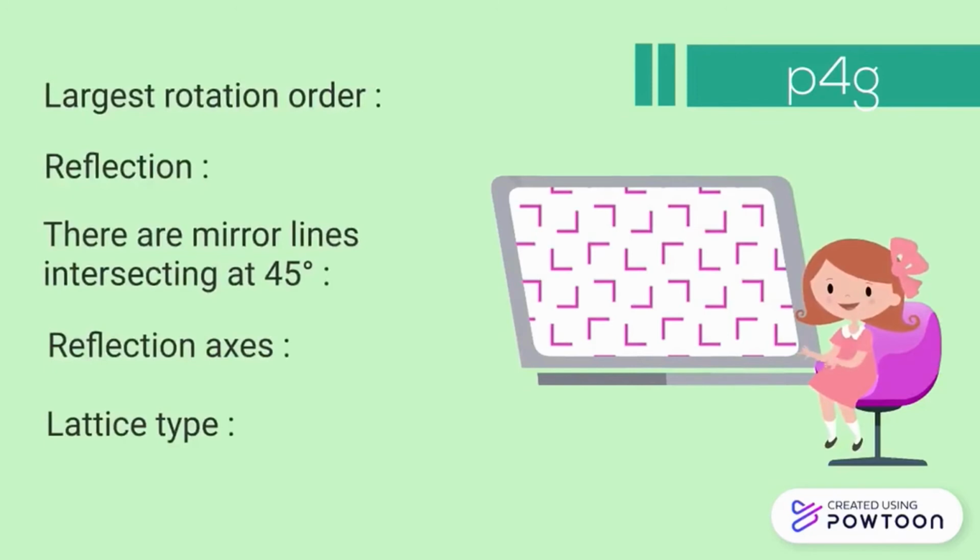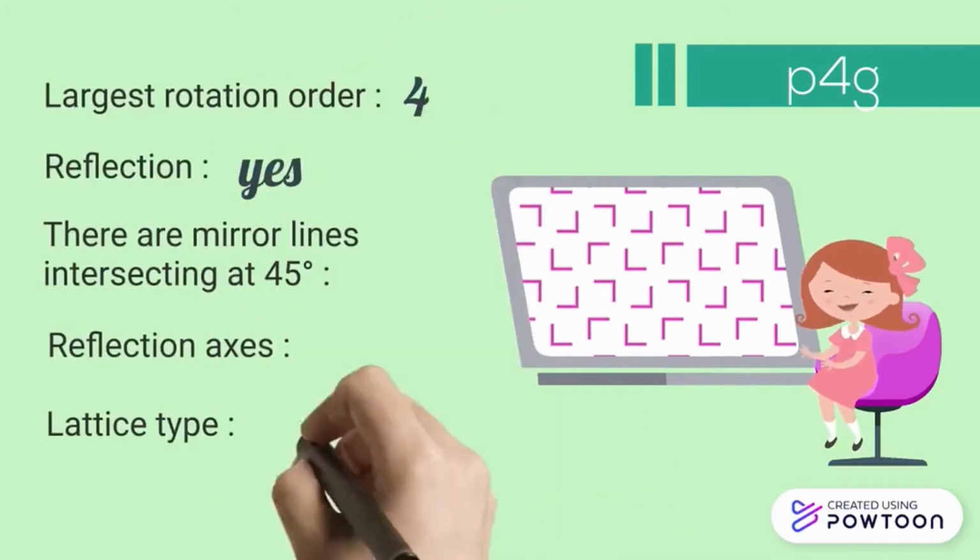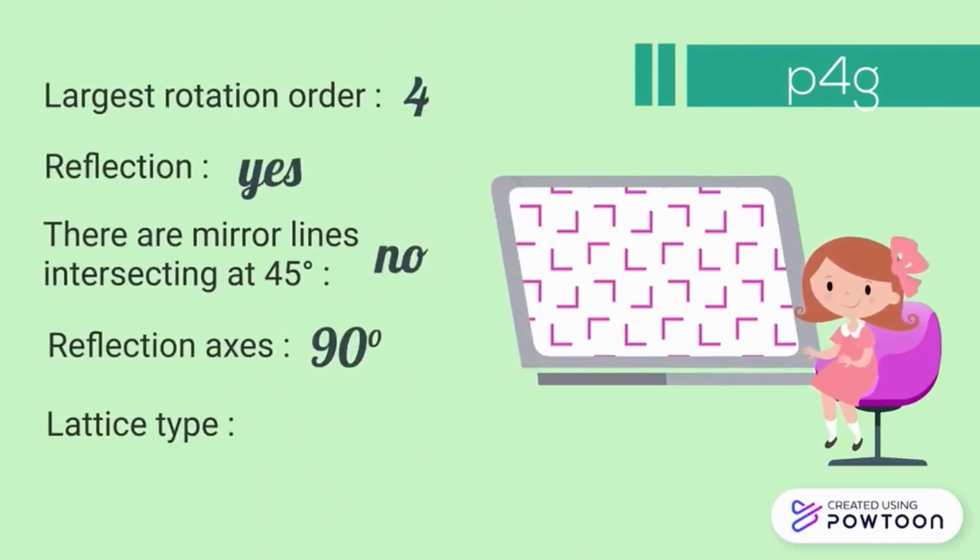P4G's largest rotation order is 4, and it also contains reflections, but the axes of reflection are perpendicular, and none of the rotation centers lie on the reflection axis. And again, the lattice is square.